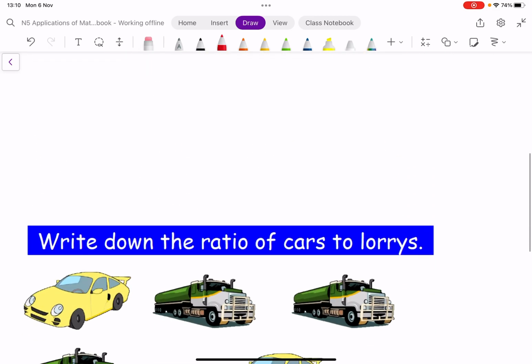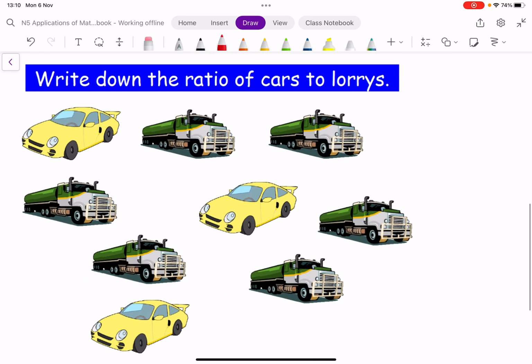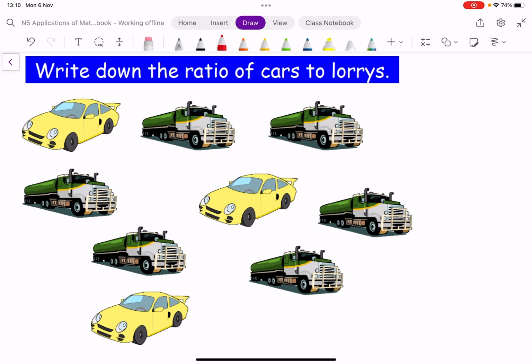Okay. In this one here, I've got the ratio of cars to lorries. So we count the number of cars first, 1, 2, 3. And that'll be to 1, 2, 3, 4, 5, 6 lorries.